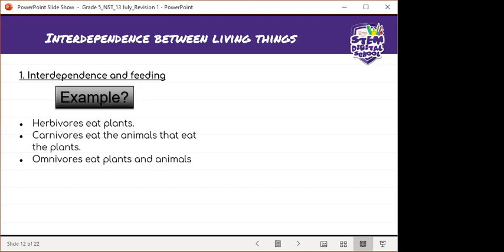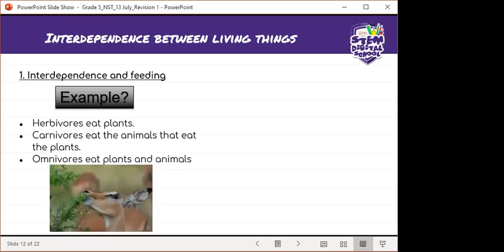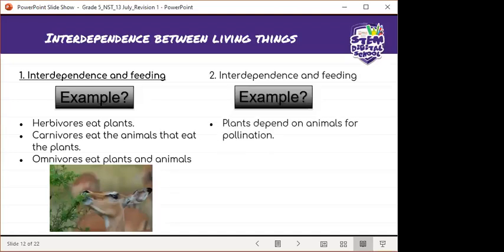So Koso said lions kill animals for food. That is correct. Lions are carnivores, and we also refer to them as predators. And I think we have an example there. Here we have an example of a herbivore eating plants. Then the next type of interdependence we have is also on feeding, but on this next one, we are looking at plants.